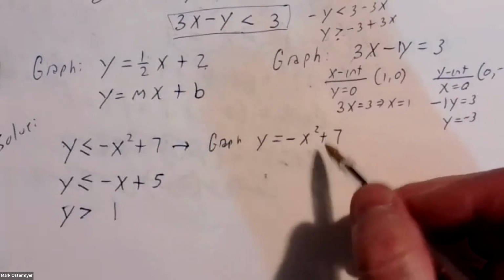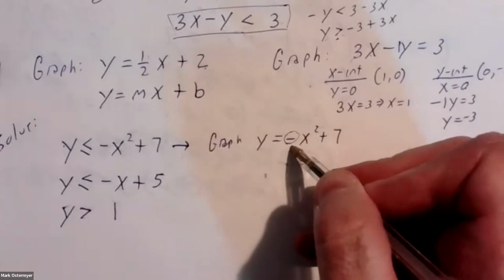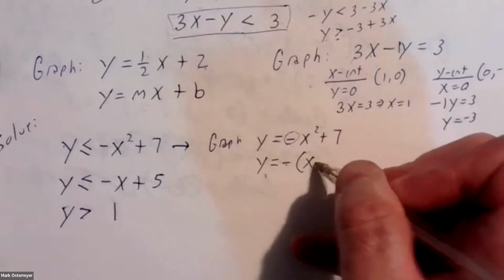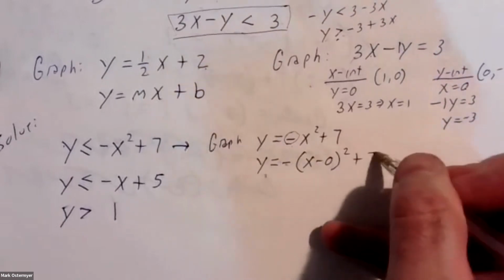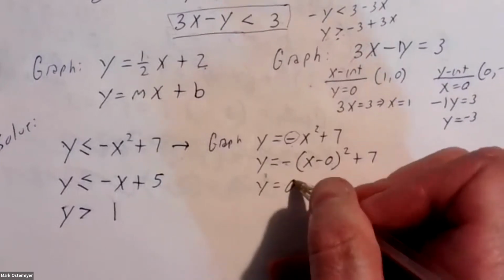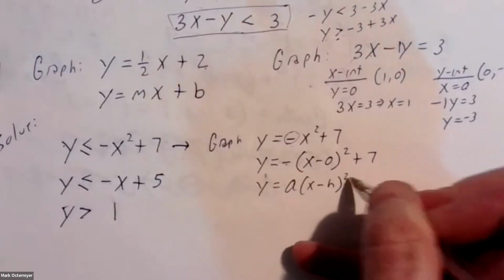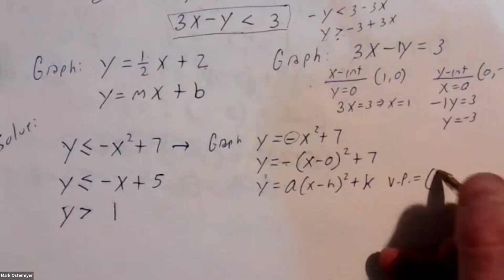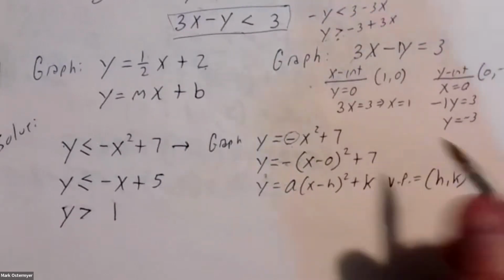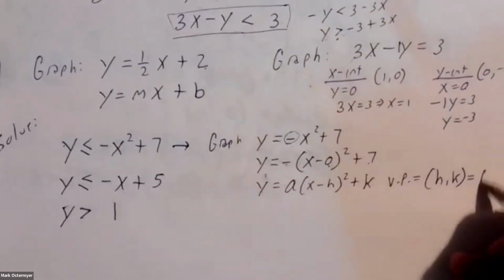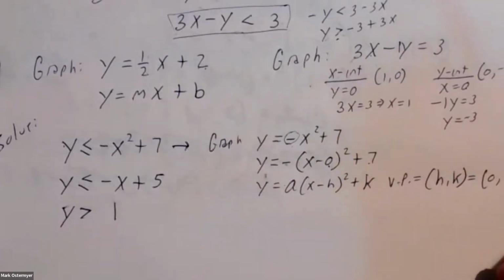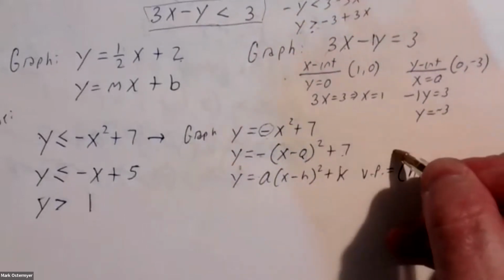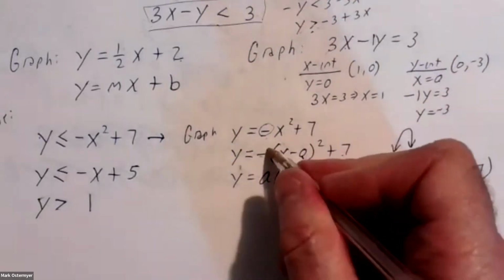Does a parabola open upwards or downwards? It would open downwards. By the way, this quadratic function happens to be in what's called vertex form. Do you remember good old vertex form? Y is equal to a times x minus h quantity squared plus k. That's called vertex form, where the vertex point is the ordered pair h, k, which in this case is going to be 0, 7. That's the vertex point, 0, 7. And the parabola opens downwards because a is -1.